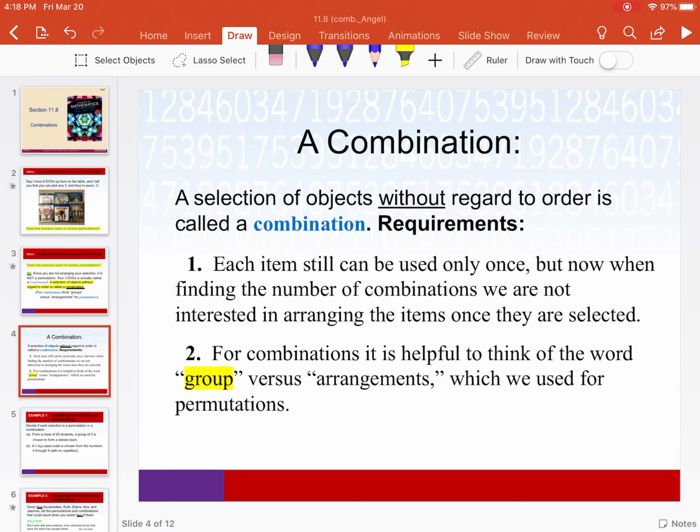So again, each item can be used only once. But now, when finding a number of combinations, we are not interested in arranging the items in any way. No order of finish, no passcodes, no things like that. Okay? For combinations, I want you to think about the word group. Does the word group fit your scenario? Typically, you're doing committees, things like that, for groups versus arrangements, which are permutations.